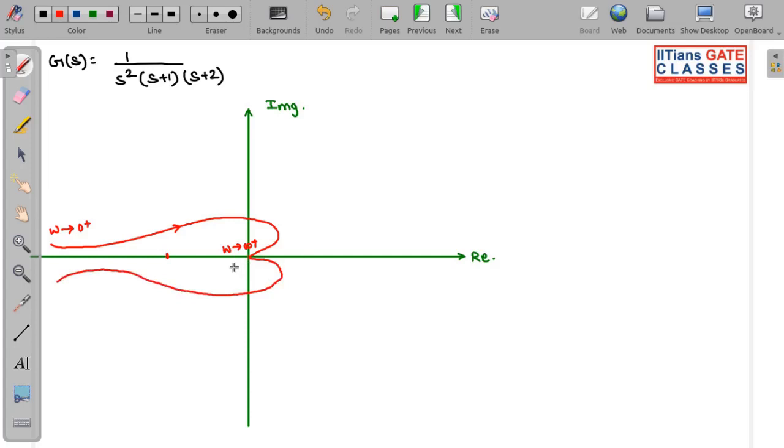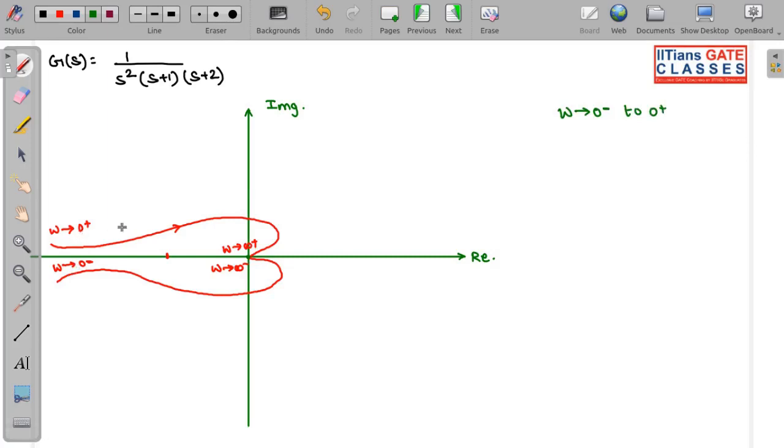So this is ω tends to infinity minus, and this will be ω tends to 0 minus. Okay, fine. Now over here you can also see section 4 will not be present. Why? Because this is a proper transfer function, so it will be just a point. But what about section 3? Section 3 varies from ω equal to 0 minus to 0 plus. So 0 minus is over here and 0 plus is over here.